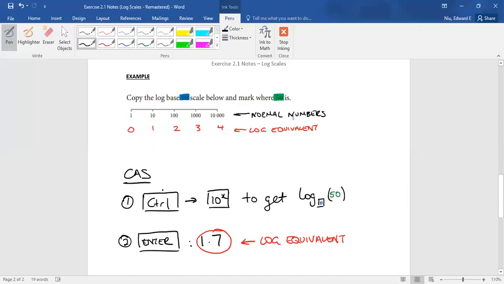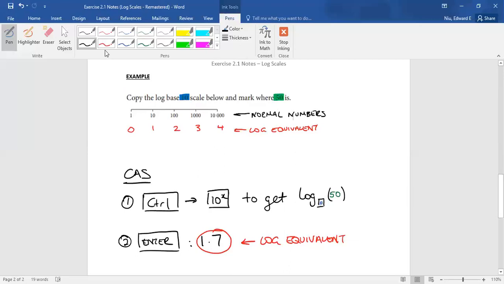So get your CAS out. What you need to do is go into your scratch pad, press Control, and then the button 10 to the power of X, which is right next to 1, to get this interface, log, and then you've got a little square with brackets to fill in. What you fill in is the highlighted information. You know the base is 10, so you type in 10 in the square box, and you know the value we're looking for on the scale is 50. So you would input 50 in the brackets. Once you've inputted that, press enter and you get 1.7.